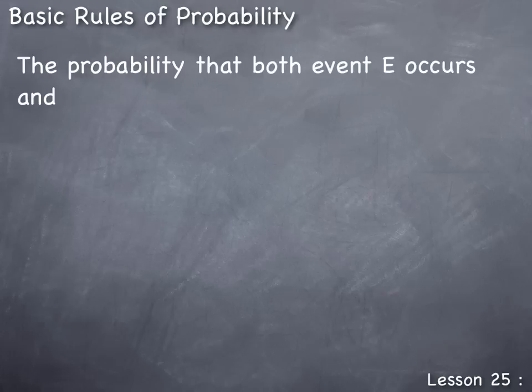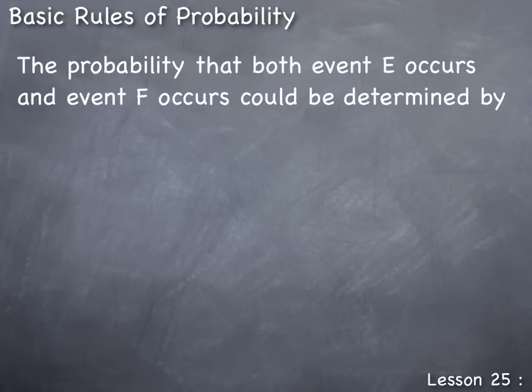The probability that both event E occurs and event F occurs could be determined by solving the given probability rule for the probability of E and F. To do this, we will do the inverse of dividing by the probability of F by multiplying by the probability of F. And what we do to one side of the equation, we do to the other to keep everything equal. Here, multiplying by the probability of F and dividing by the probability of F gives us 1.